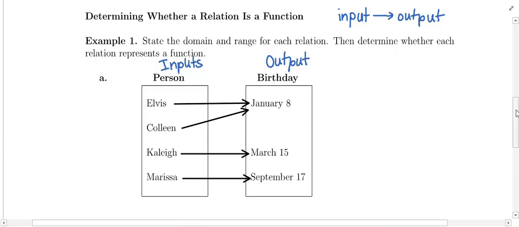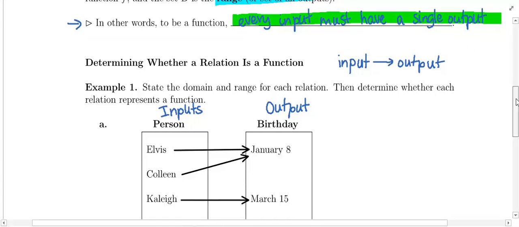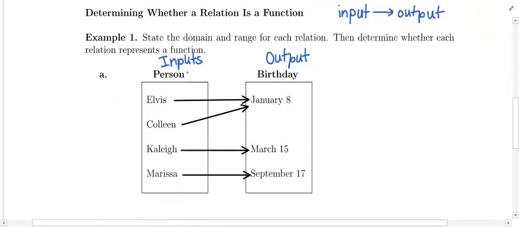So remember what you need to ask yourself. This bullet point right here in green. To be a function, every input must have a single output. So let's check. If we look at Elvis, Elvis is an input. How many outputs does he have? Well, 1, January 8th. And then if we look at the next input, Colleen, how many outputs does she have? Just 1, January 8th. Kaylee, how many outputs does she have? 1. It's March 15th. And then lastly, the input Marissa, she has 1 output, September 17th.